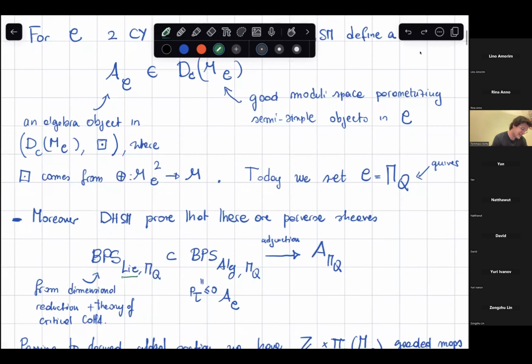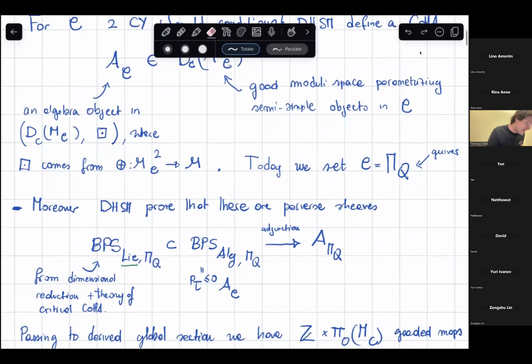This essentially comes from dimensional reduction, the one that Lucien explained in his series of talks, and from the theory of critical cohomological algebras. The critical coha for the triple quiver with its canonical potential is the same as the 2D coha for the preprojective algebra. This is essentially the idea behind dimensional reduction, and working in that setting gives rise to these BPS Lie sheaves of Lie algebras.